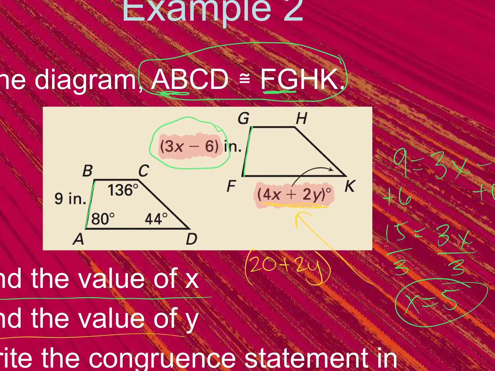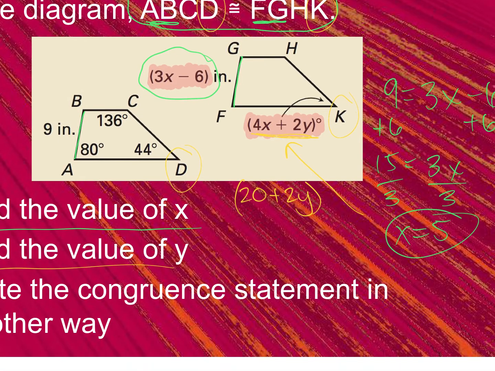Good. Look at the angle that it's pointing to. It's pointing to angle what? K, right? What's the congruent angle to angle K? 44. D, right? Because look, K is which letter? The last one, correct? What's the last one in the other figure? D. So we know that those two angles must match up. So we can set 20 plus 2y, like Sienna said, equal to what? 44. So 20 plus 2y equals 44.